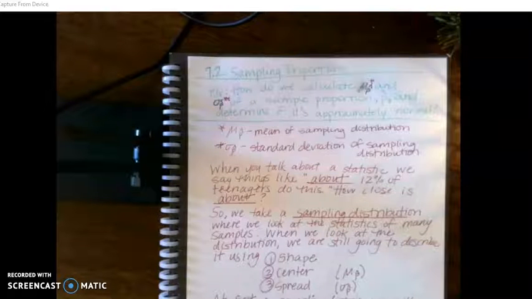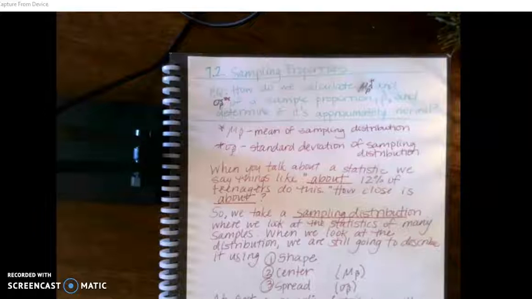Okay, so we take a sampling distribution. Remember, a sampling distribution is where you look at the statistics of many samples. Usually it's all, but it's impossible to pull all the different possible samples, and so it's approximately a sampling distribution, like we talked about back in 7.1.